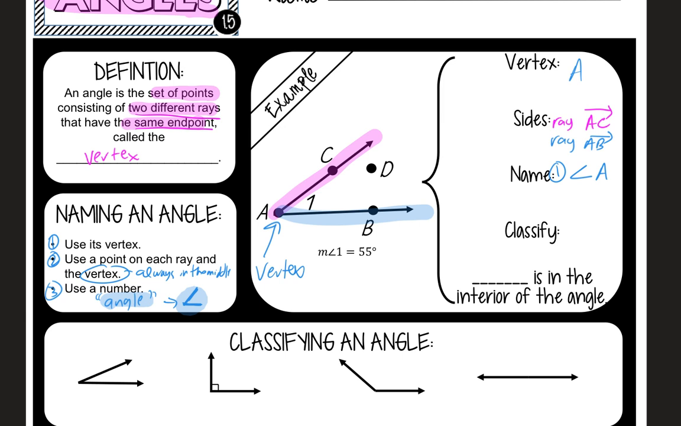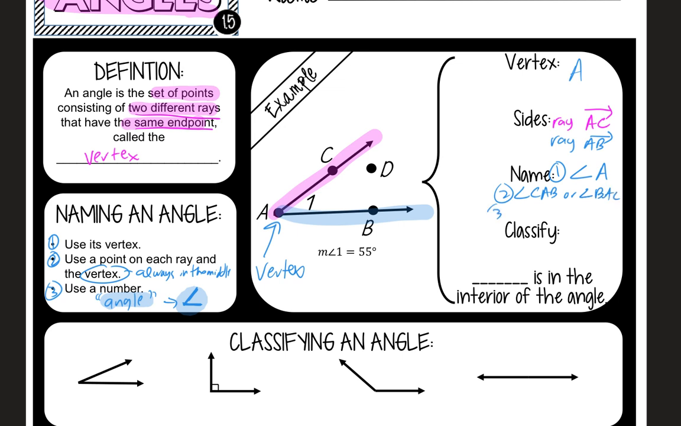Next we said we can use a point on each ray and the vertex. So C A B. We said the vertex goes in the middle. So the second way is angle CAB, or we can also go the other way, because this is the same angle: BAC, with the middle always being the vertex. So CAB and BAC.